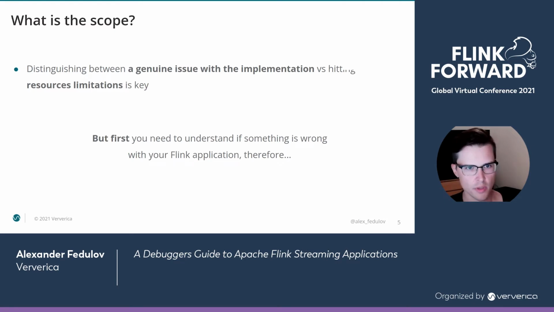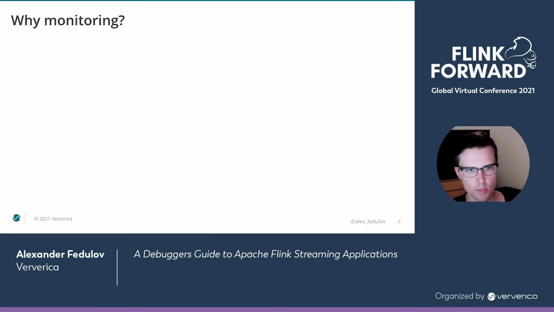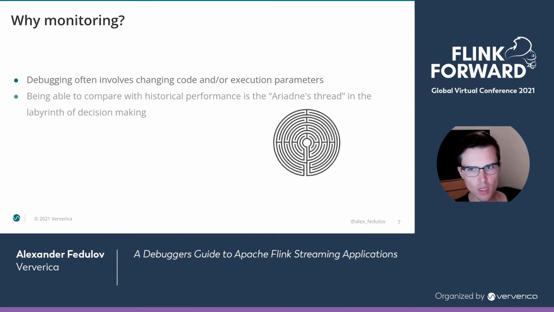But first, you need to understand if something is wrong with your application. Therefore, we need to talk about monitoring. Evidently, without it, you might not even spot if there is a problem, but in debugging context, it has additional importance. Debugging often involves changing code or execution parameters. Being able to compare with historical performance is the Ariadne's thread in the labyrinth of decision-making.